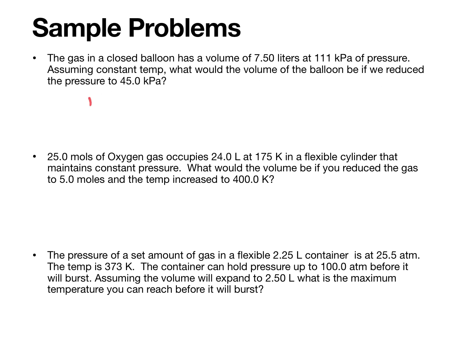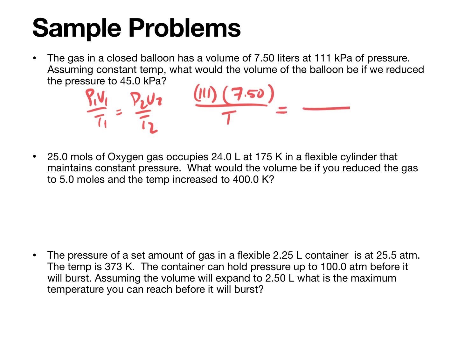And so if I'm going to take P1 V1 over T1 equals P2 V2 over T2, and I just plug in everything I know, well, I can take the 7.5 liters, that's my initial volume, and I can multiply that by 111 kilopascals. Now, assuming constant temperature, we can then solve for a missing volume, we'll call that X, if the initial pressure is 45.0 kPa.